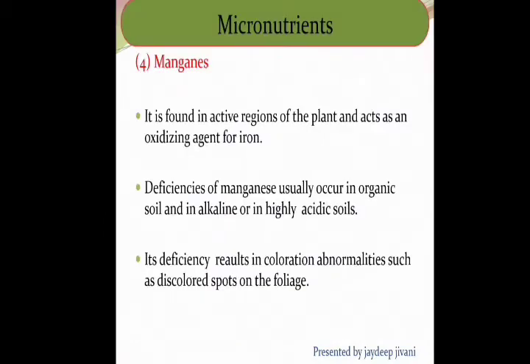So this is all about the function of manganese and which symptoms its deficiency causes to be observed in the plant.